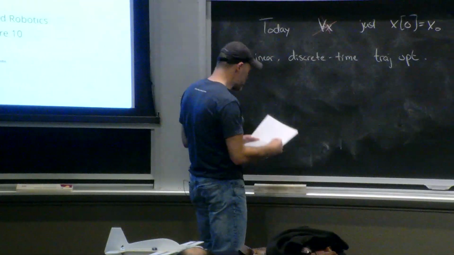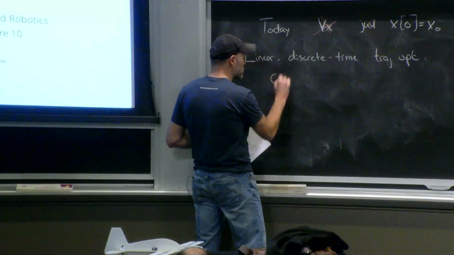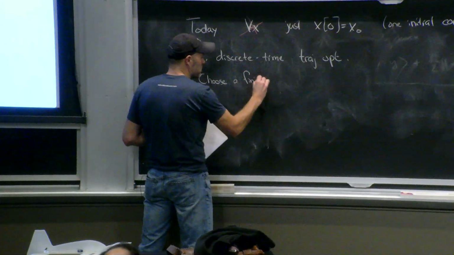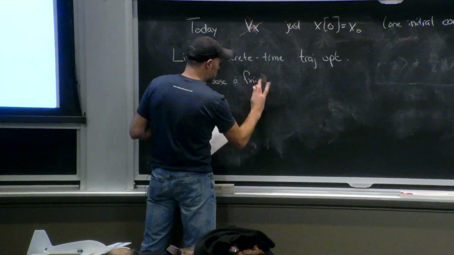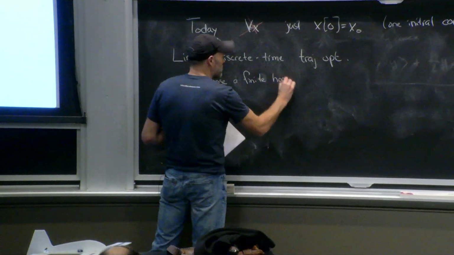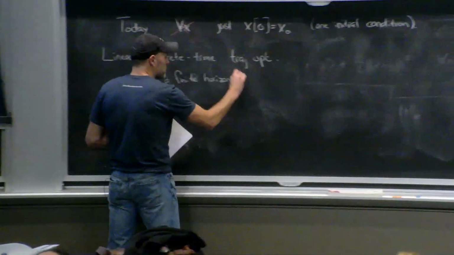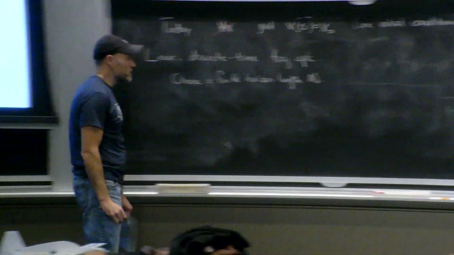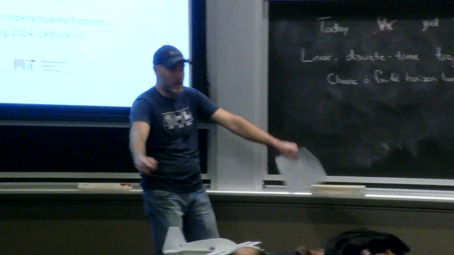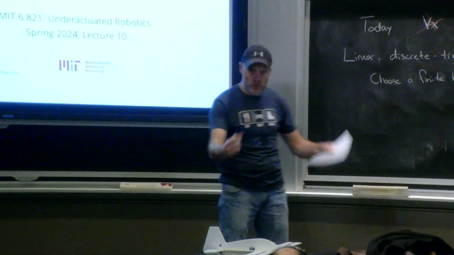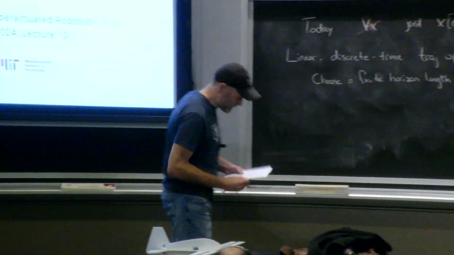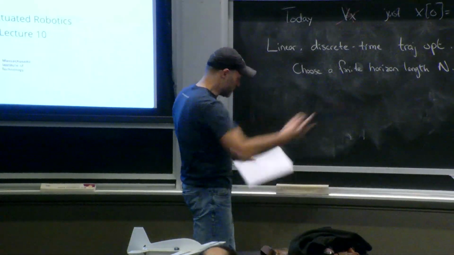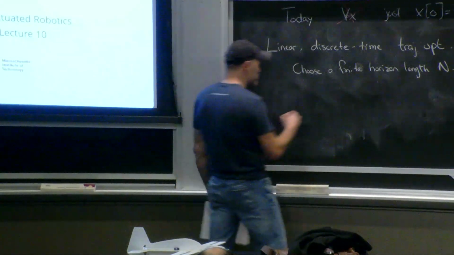Okay, so here's the optimal control problem I want to write down. First, I'm going to choose a finite horizon length n. Where we've often talked about infinite horizon optimal control, we're switching in trajectory optimization to thinking more fundamentally at a finite time, because we want a finite number of decision variables in time. Here's the simplest way to write that down.